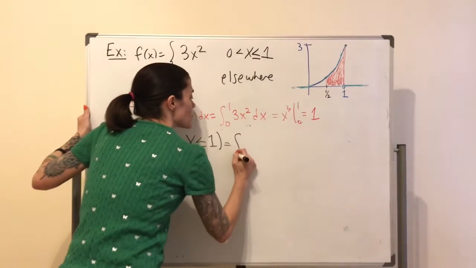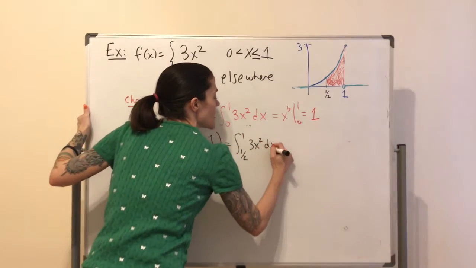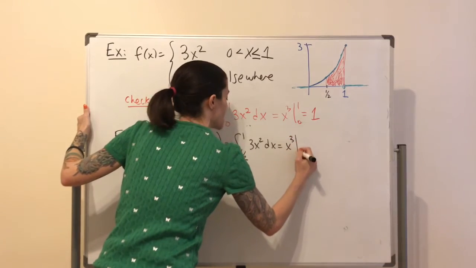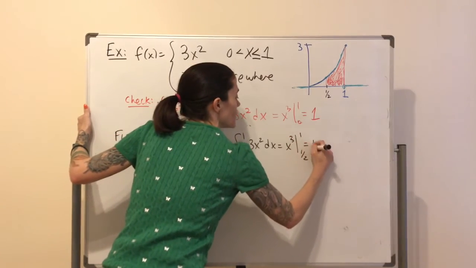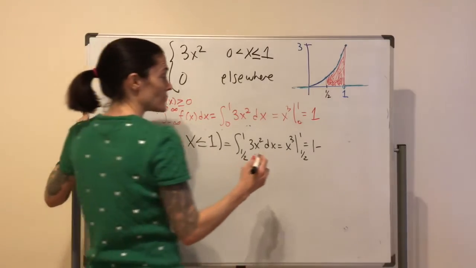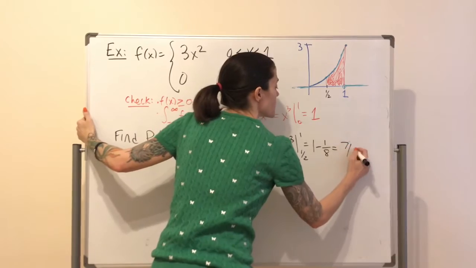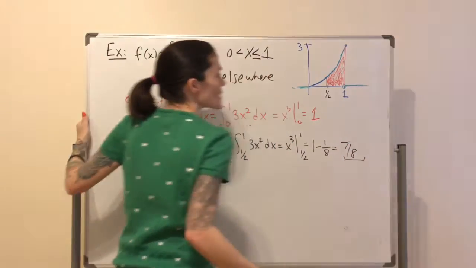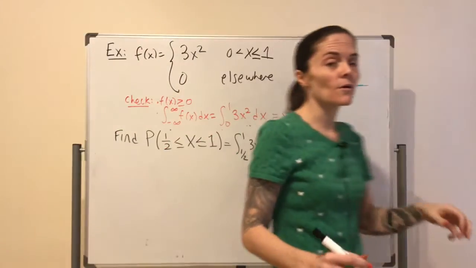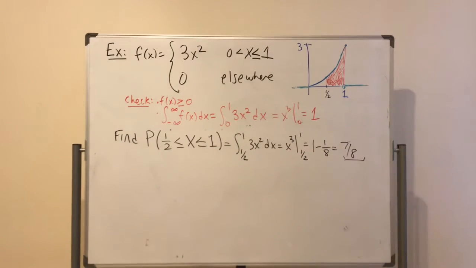Well, this is an integral from 1/2 to 1 of 3x squared dx, which we already have an antiderivative for. We get 1 minus 1/2 cubed, which is 1/8. We have 7/8. Okay, so that's the area here, or equivalently this probability. Okay, let's see what comes next.